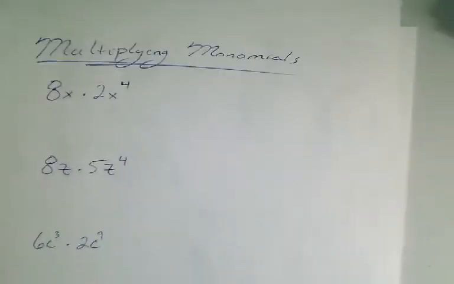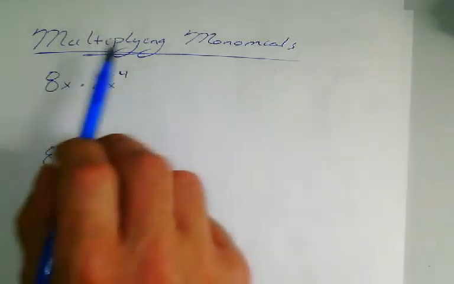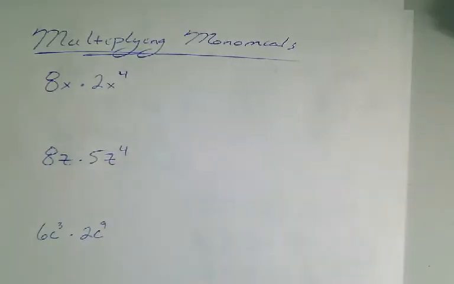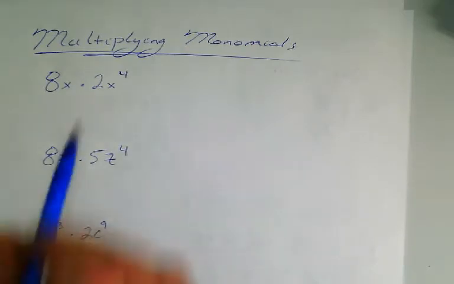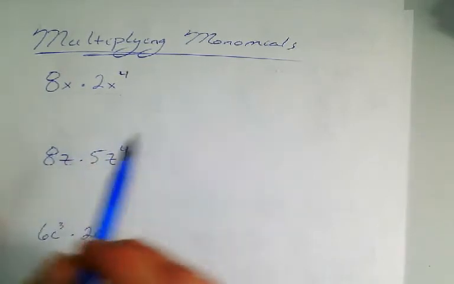Alright, 8th graders, so the last lesson you added polynomials. This lesson focuses on multiplying two monomials. We're going to have two terms. Well, they're not technically terms because there's no addition or subtraction, but we're going to multiply two separate things here. For example, 8x times 2x to the fourth.